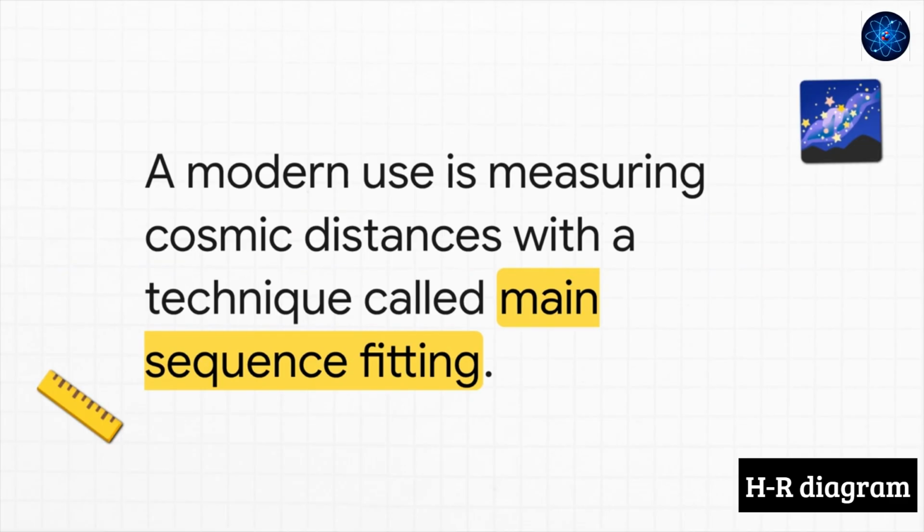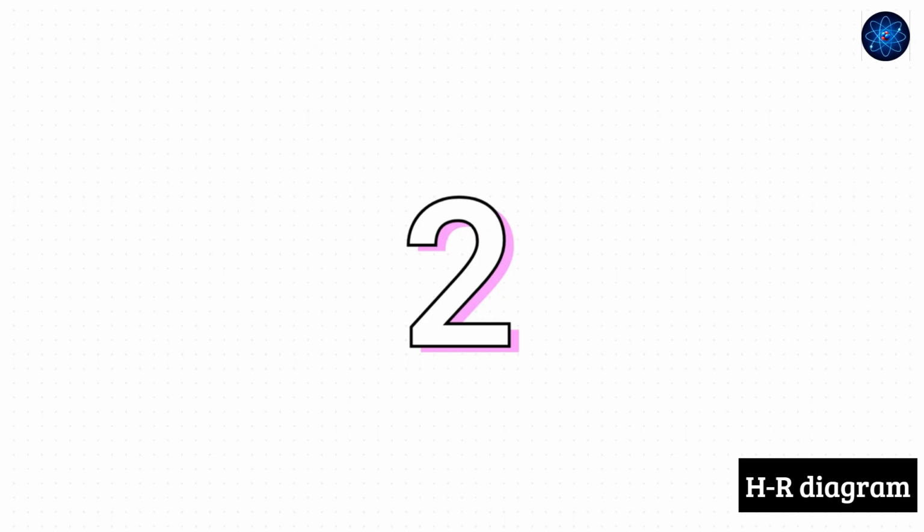And today, it has some really powerful practical uses. For example, astronomers use it to measure cosmic distances. It's a clever trick called main sequence fitting. They basically look at a star cluster, see how bright its main sequence appears to be, and then they compare that to a main sequence they already know the distance to. By seeing the difference in brightness, they can calculate just how far away that new cluster is. It's like a cosmic ruler. It's ingenious.